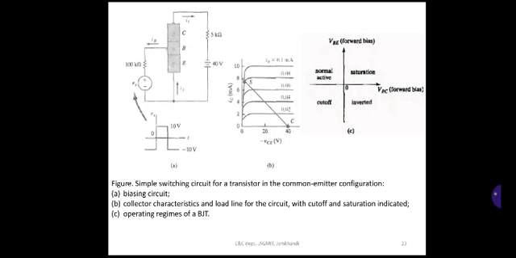Then if both the junctions are forward biased, that is, the emitter junction is forward biased as well as the collector junction is forward biased, it is said to be the saturation region. Here we observe a low impedance state. So we will now see the cutoff region and the saturation region.